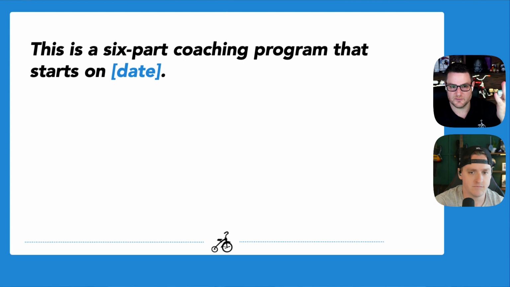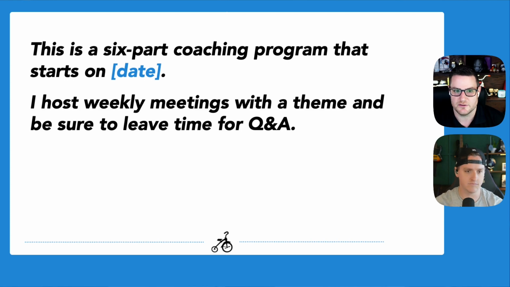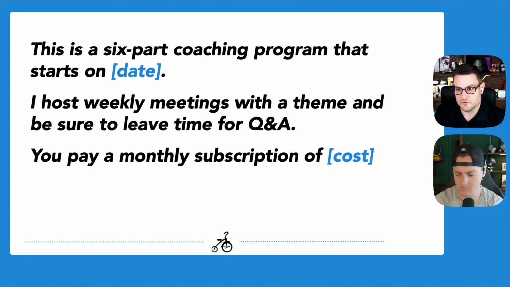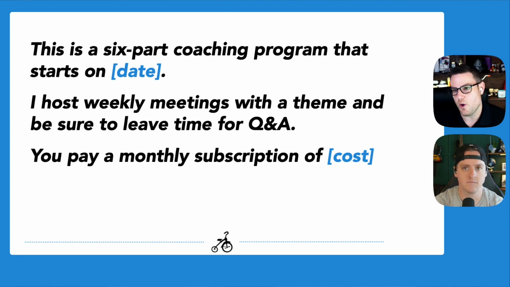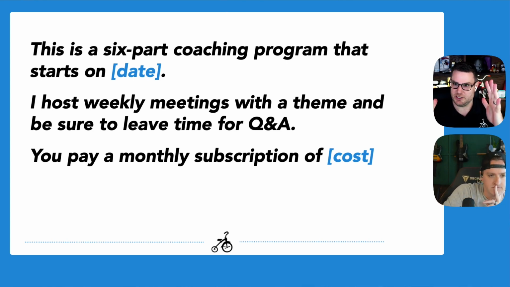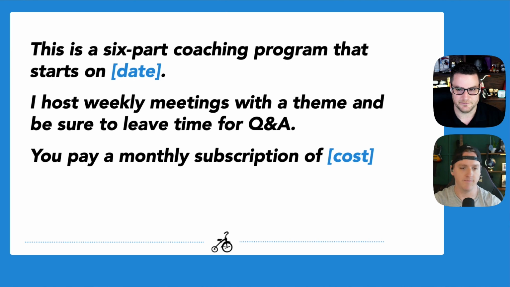Love it. So this is something that can look like this. This is a 6-part coaching program that starts on this date. I host weekly meetings with the theme. Make sure to leave time for Q&A. You pay a monthly subscription of X, right? You can formulate this however it works. So this is an ongoing coaching program. It may not obviously start on a date, because your particular thing is going to start when they start, right? But we meet weekly, or again, we determine how many times we need to meet in our first consultation call.